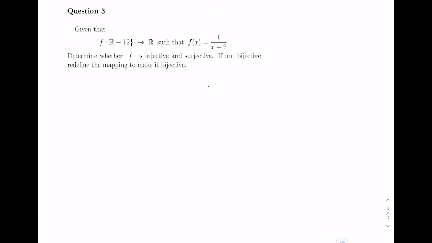a function f maps elements from the set of reals except the number 2 onto the set of reals such that f of x is equal to the reciprocal of x minus 2. Here, we should recognize that we have the set of reals except 2 as our domain, and as our codomain, we have the set of reals. So let's label that.